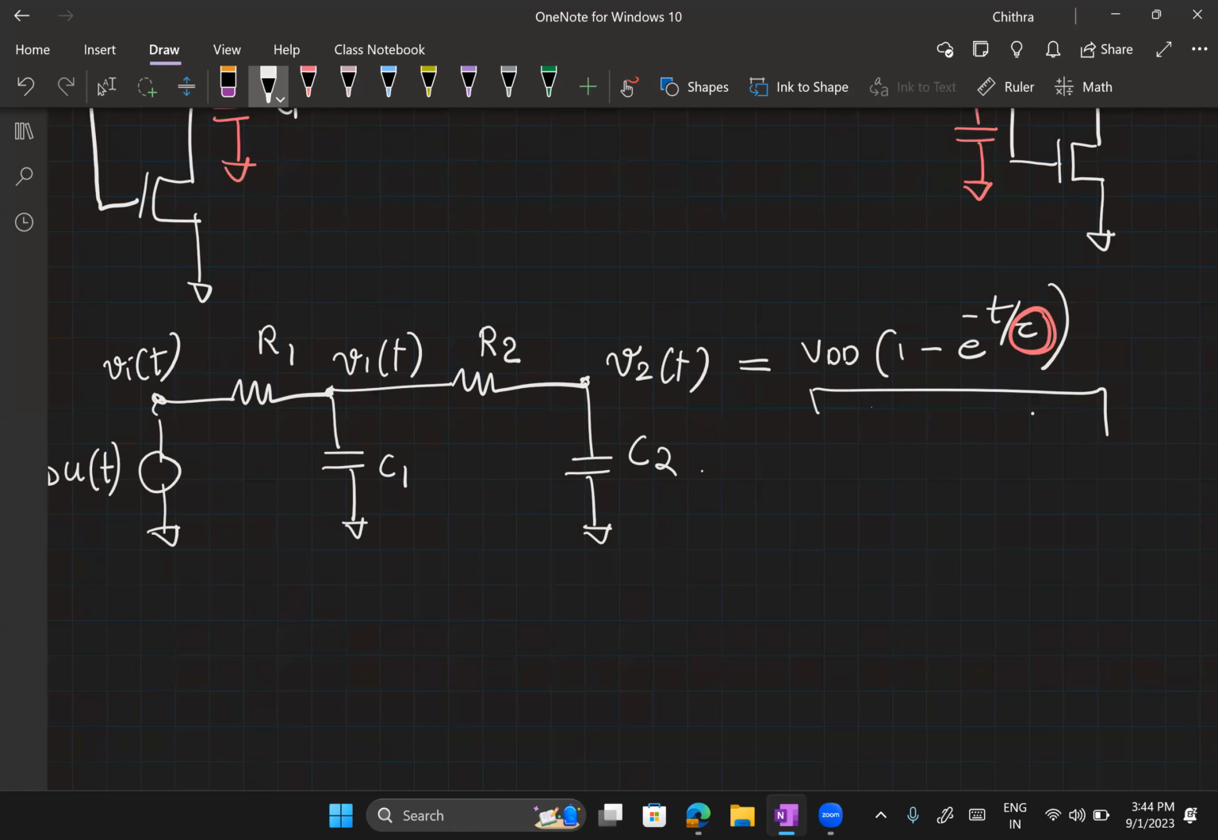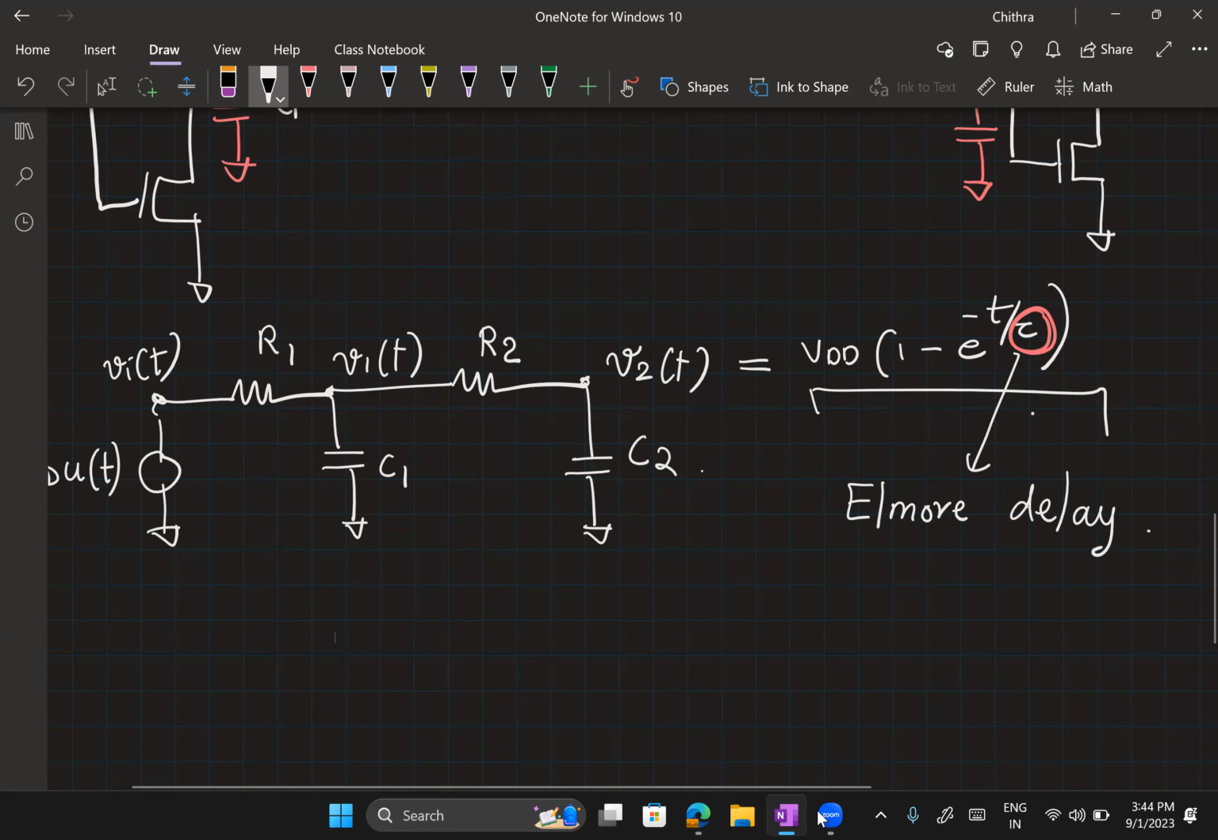This is called the Elmore delay. It's a time constant, but this time constant is very special. It is approximating a higher order RC circuit using a first order RC circuit, right? So this tau is basically your Elmore delay. So now let me give you an example of how this works out.